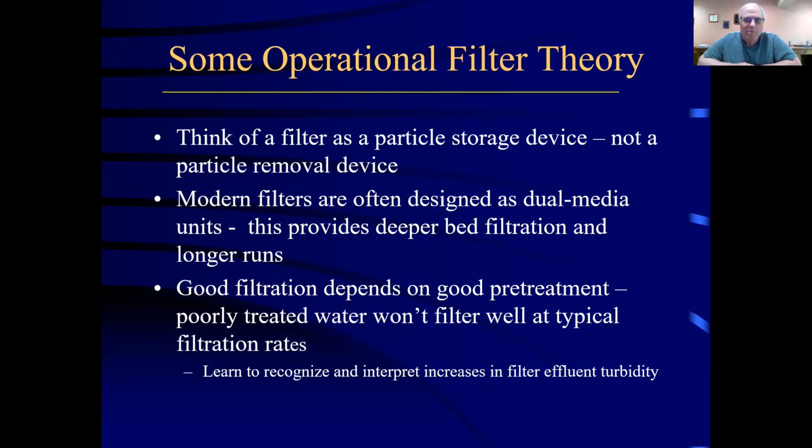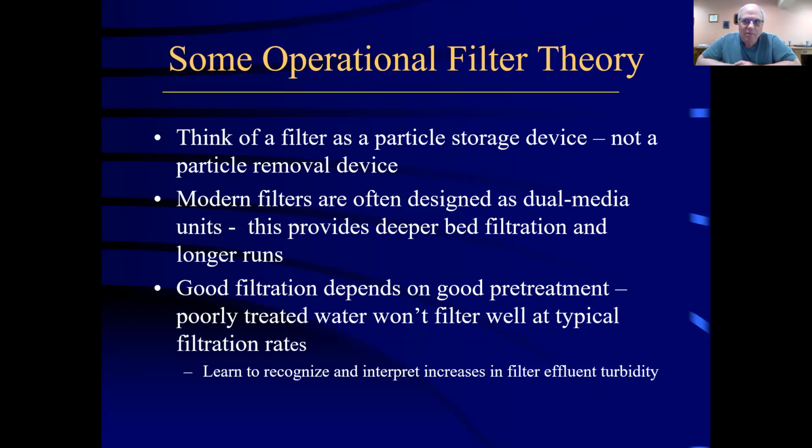Perhaps you're not coagulating properly, perhaps there was an interruption in alum feed or something along those lines. If only one filter is bad and the rest of them are good, you can pretty much think that your pre-treatment must be okay. Maybe there's something wrong with that filter. Maybe somebody upset it overnight when they backwashed it or something like that.